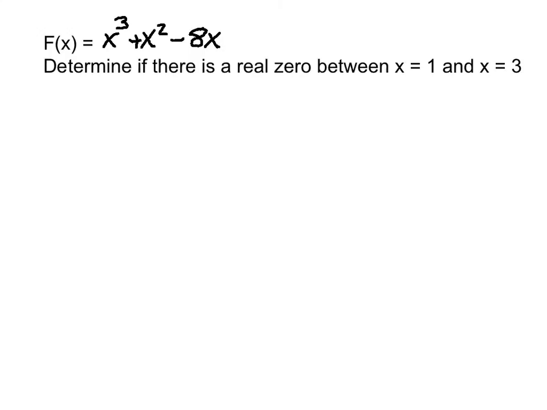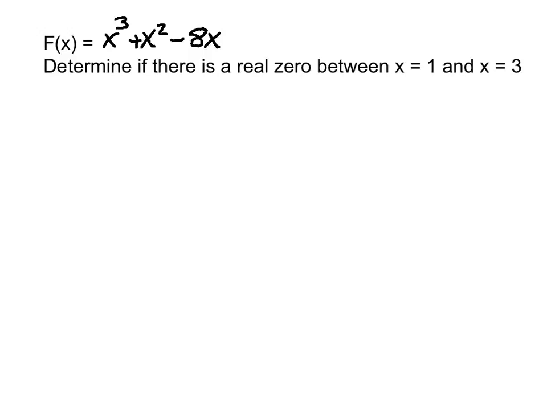Just because we use the intermediate value theorem, if it doesn't work, that doesn't mean that there isn't a zero between them. You would have to make sure to go about checking some other way to see if there was a zero between them. But the intermediate value theorem, at the very least, if it works, then we know for sure. If it doesn't, we might have to check something else.